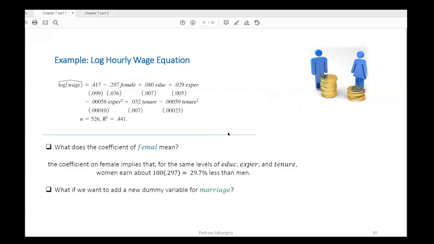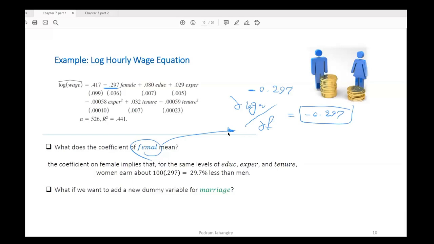The coefficient of female is -0.297. Whenever I ask you something like this, we're dealing with the partial effect of female. So the coefficient of female is the partial effect of female on wage. Whenever you have something like this in multiple regression analysis, I want you to take the derivative. To see what the coefficient of female means, take the derivative of log wage with respect to female. So what do I have? -0.297. Do I see female anywhere else? Well, in this example, no. So we stop here.